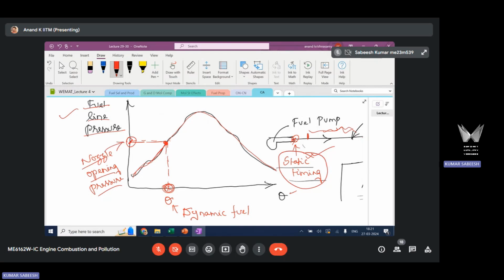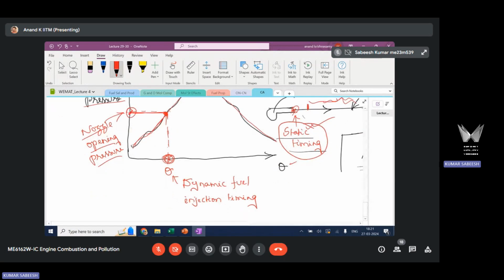Once this pressure is reached, you draw a horizontal line here, and from there you draw a vertical line. This will meet at a crank angle, and this crank angle is nothing but the dynamic fuel injection timing. This is the time at which the fuel starts to spray. The injector will start to spray fuel into the combustion chamber at this timing. This is the start of injection. This is how you get start of injection information for a mechanical system.